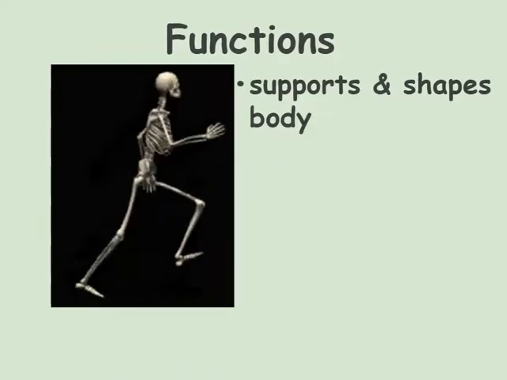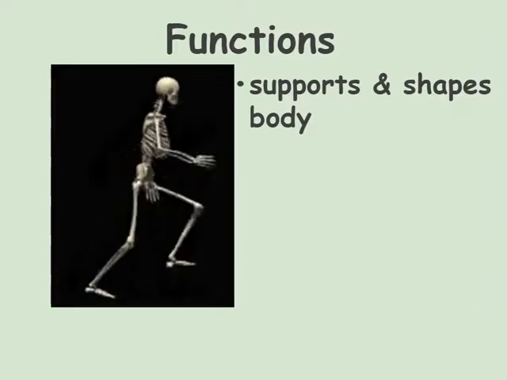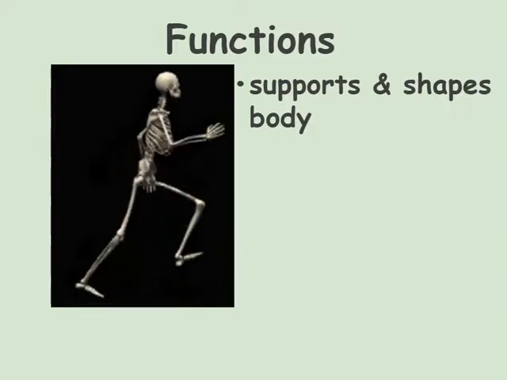All right, so functions. There's the strutting skeleton. It supports and shapes the body. If you didn't have that linear support there, you'd be a big old bag of guts just rolling around, right? Our spine, our legs, ribs, all those kinds of things help support us and shape our body.